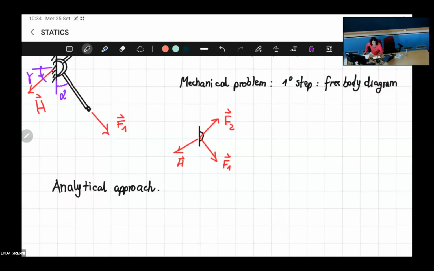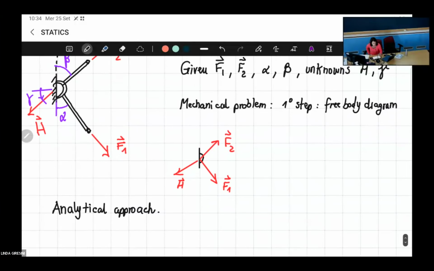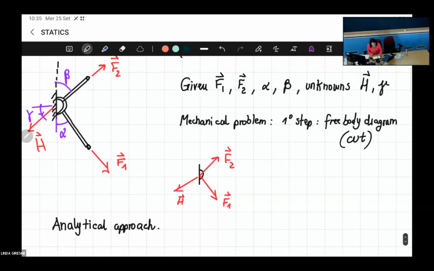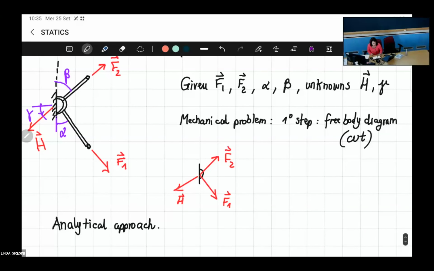To have the free body diagram means that we have done a cut on the wall, just to be precise on what we mean by free body diagram. We made a cut in the wall and we recreated the wall's presence, the wall's role, through the reaction force H. Okay, now we can write down the equations.